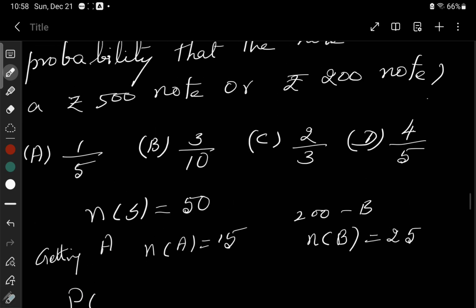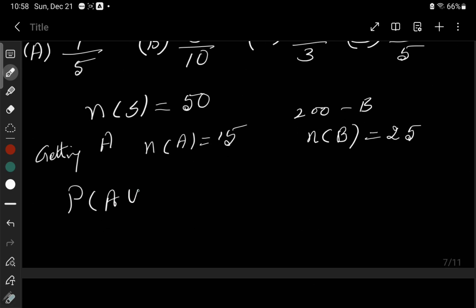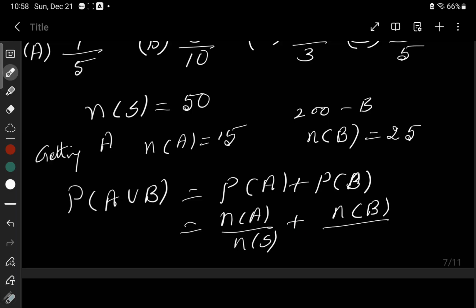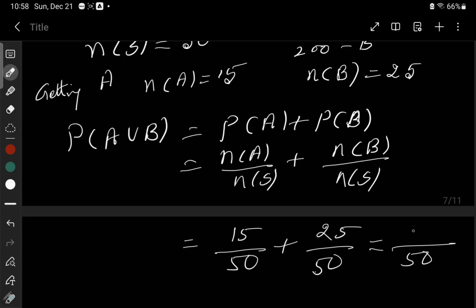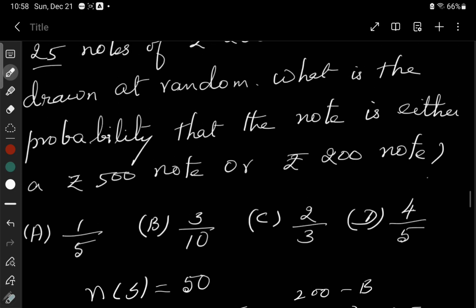So I have to find either 500 or 200, so either from event A or from event B. A or B, so P of A plus P of B. See, there are no common elements here, so no need to write minus P of A intersection B. So this is N of A by N of S plus N of B by N of S, which is 15 by 50 plus 25 by 50. 50 is the common denominator, so add the numerators: 40 by 50. 0, 0 cancel, you have 4 by 5. So option D.